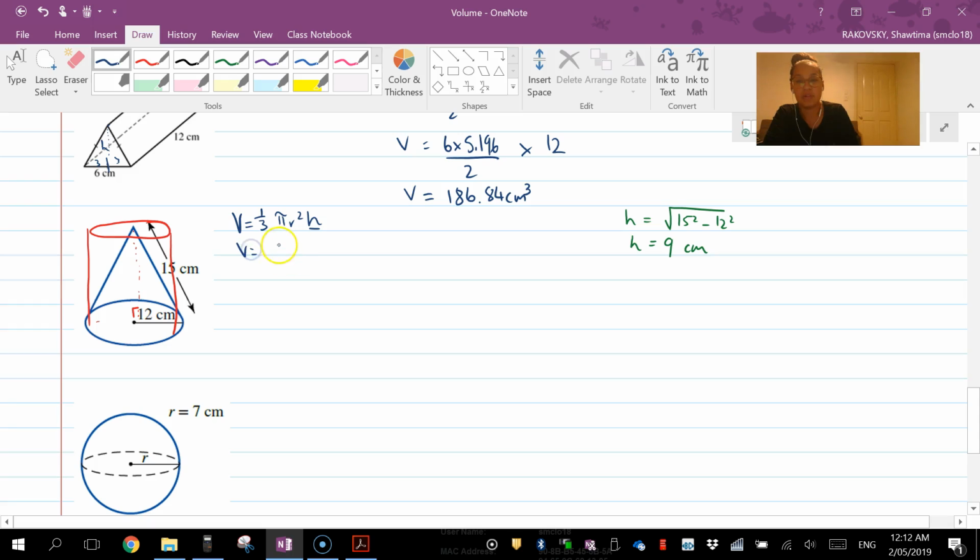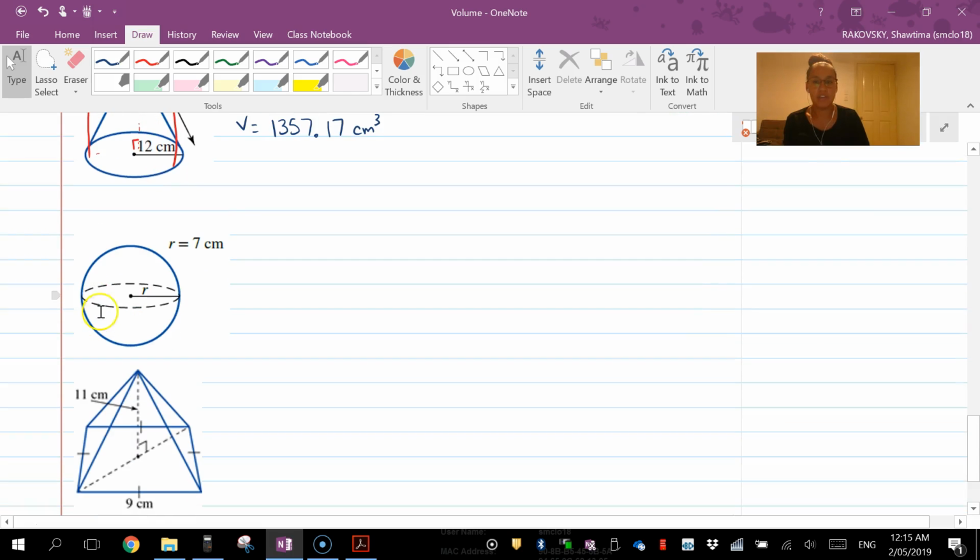So V equals, now if you're wondering, there are lots of different ways to see this. If you put this in your calculator, make sure it's 1/3 times, and don't be tempted to use 0.333 because it's going to be an inaccurate answer. So I'm going to use pi times 12 squared times 9, and I'm just going to divide it all by 3, which is the same thing as multiplying by 1/3. And the volume is that answer there.